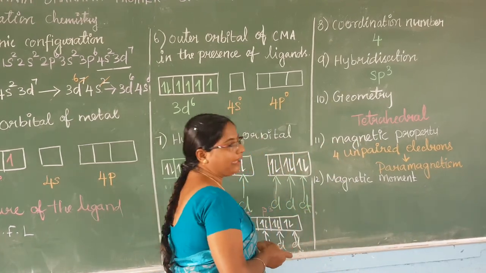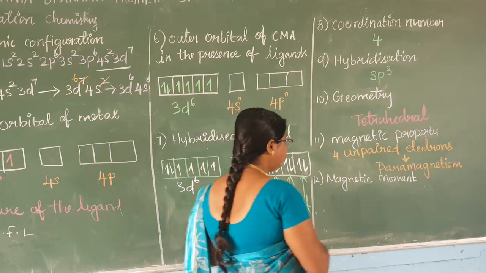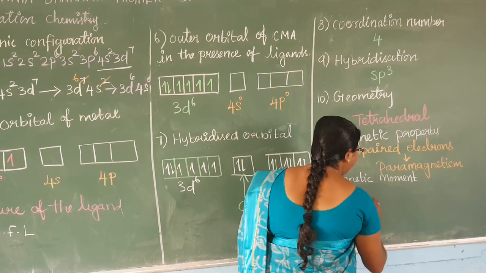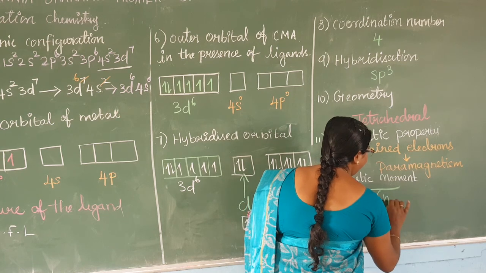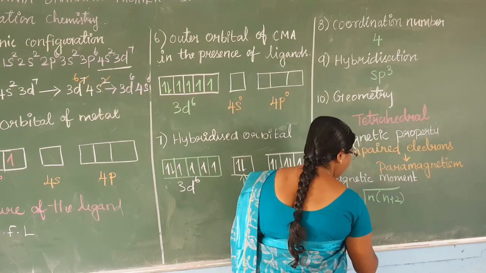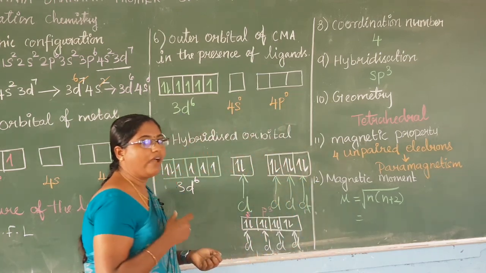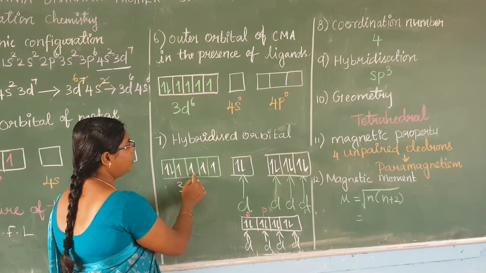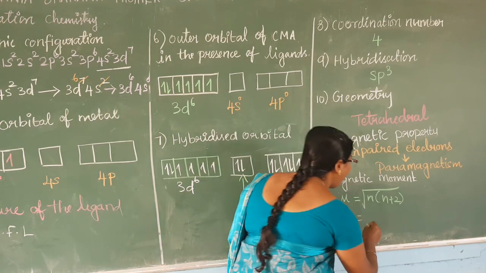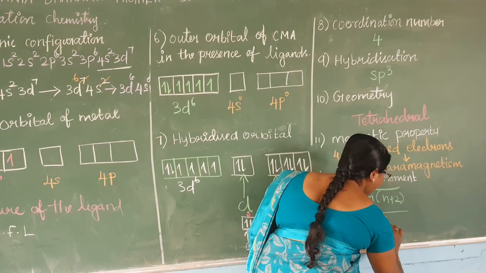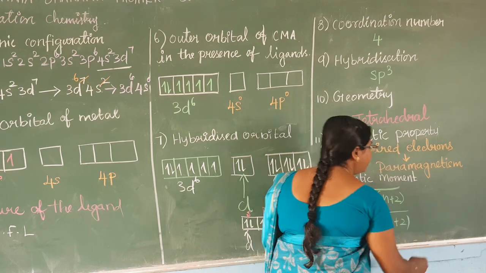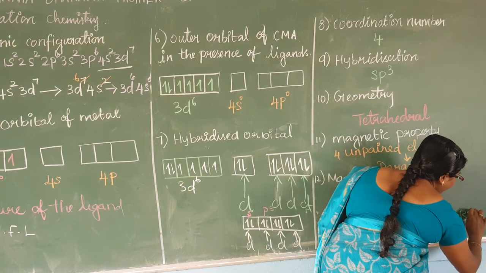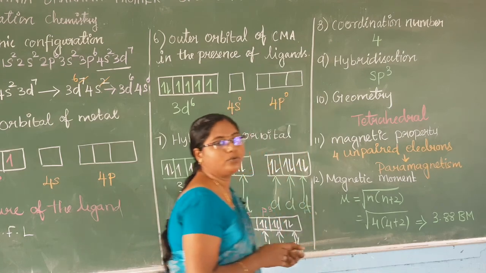Then the last one, magnetic moment. I have to find out the magnetic moment. How to find it? By using the formula mu equals square root of n into n plus 2. Here n represents the number of unpaired electrons in a complex. In our complex 4 unpaired electrons are there: 1, 2, 3, 4. So 4 into 4 plus 2. If I do the simple calculation, I will get 3.88 Bohr magneton. Hope it is clear to everyone.